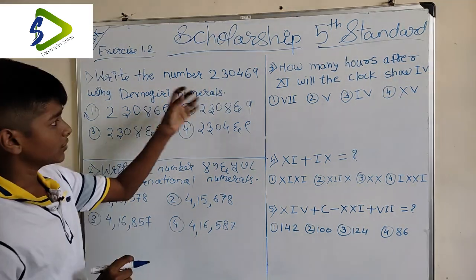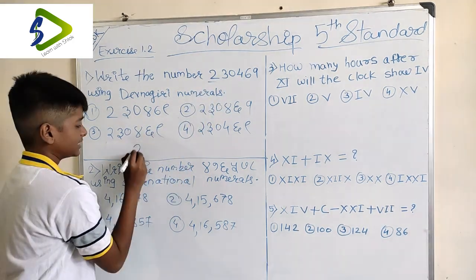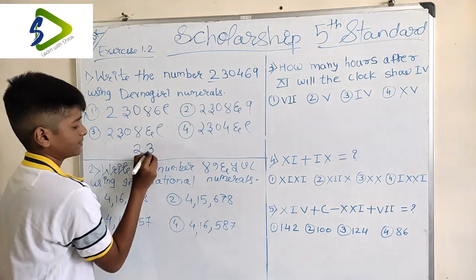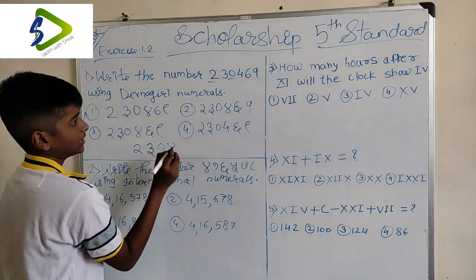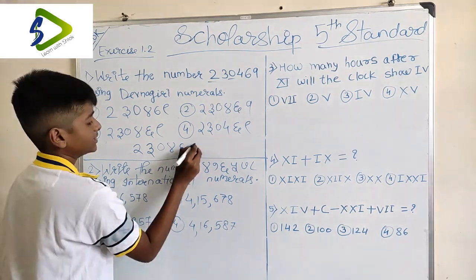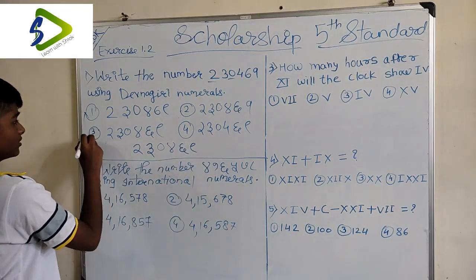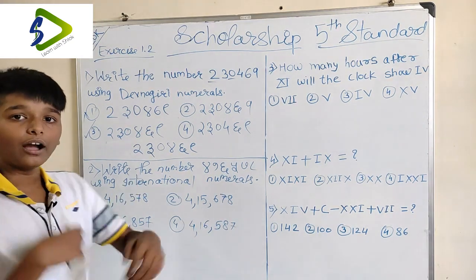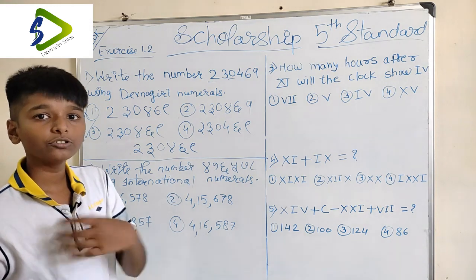So first let's write them in Devanagari. 2 is written in Devanagari as this, 3 is written as this, then there is 0 as it is, 4 is written like this, 6 is written like this, and 9 is written like this. In which option can you see this number? In the third option. If you aren't able to write in Devanagari numerals, you can look at the options.